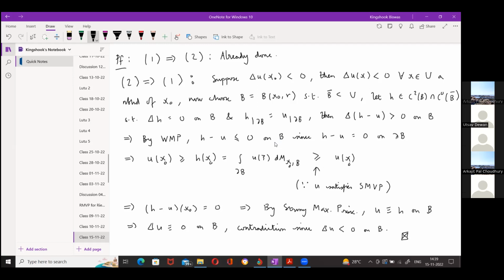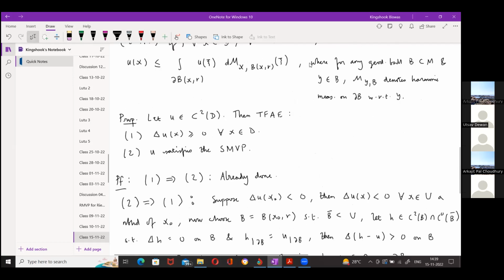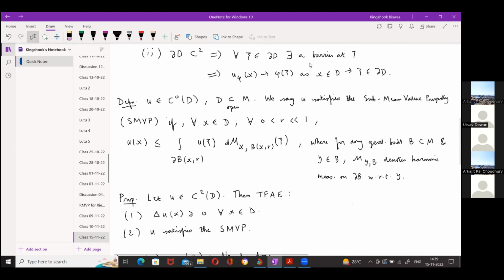Okay, so that gives the equivalence between the Laplacian non-negative and the sub-mean value property, right? So therefore we can take the sub-mean value property as the definition of subharmonic for continuous functions. We gave another definition in terms of comparison with harmonic functions on the boundary of open sets contained inside the domain. But this is maybe a neater definition in terms of the sub-mean value property, so we can take this as the definition.